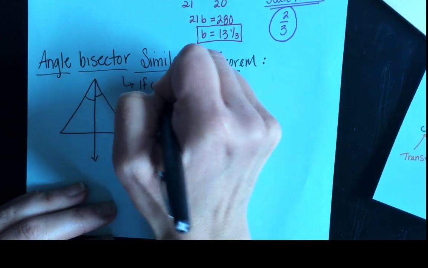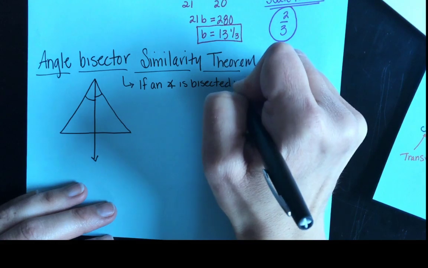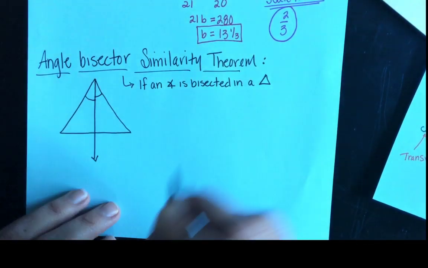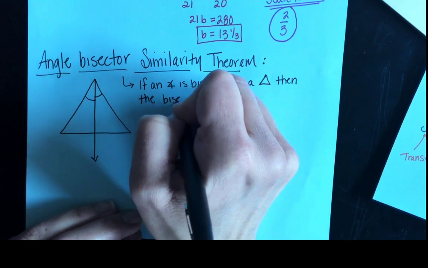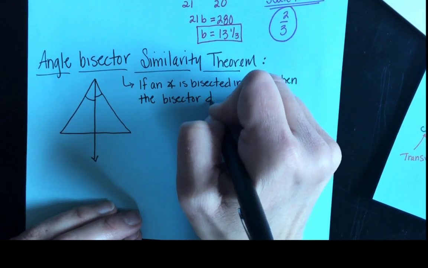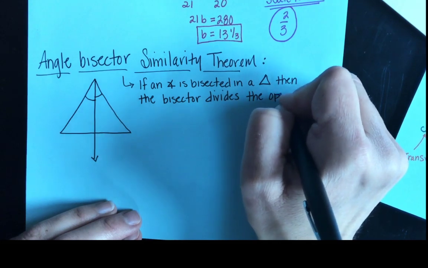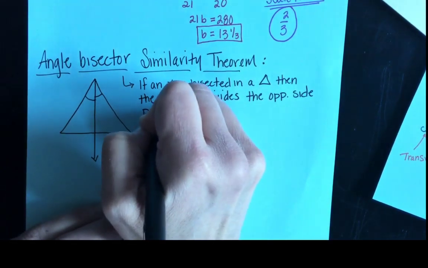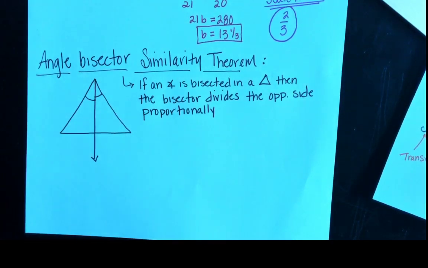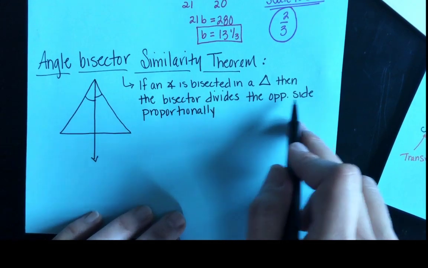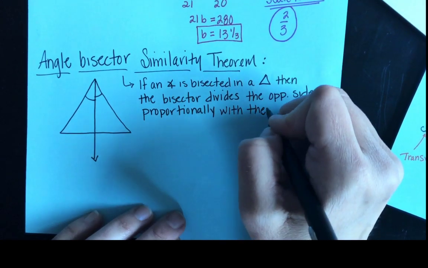So if an angle is bisected in a triangle, then the bisector divides the opposite side proportionally with the sides of the angle.